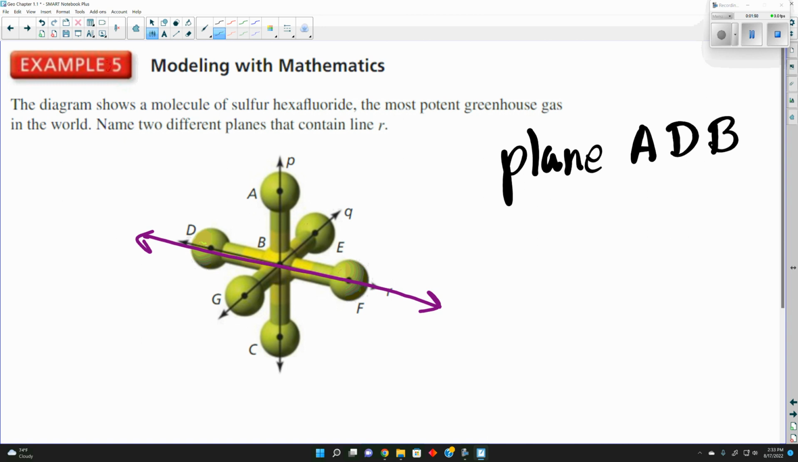Because ADB, if I create that plane, it would be the plane going straight up and down and would contain the line. Even though my drawing has the line going off of it, it still extends out. It would be all of that there. Now you don't have to draw, you can draw the square for the first one so you can see it, but it gets a little weird trying to draw it three-dimensionally.